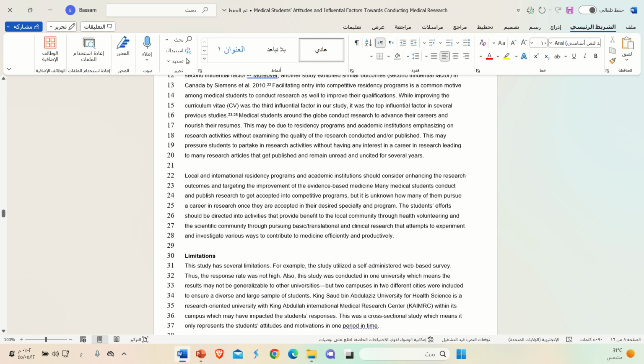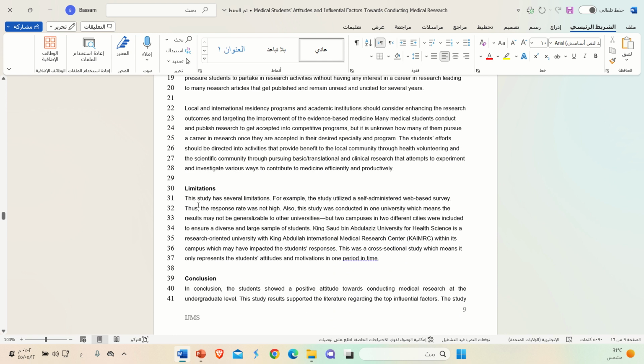So let's go to the limitation section or subsection. Here you would mention several limitations or all the limitations that you can think of. Here we used a self-administered web-based survey. So instead of distributing the survey in person, we used an electronic survey. The response rate was not high as well. This is considered another limitation. This study was conducted in one university. However, we tried to minimize this by including 2 campuses.